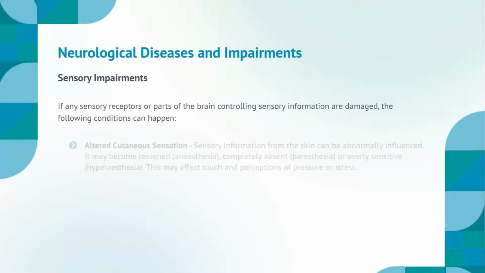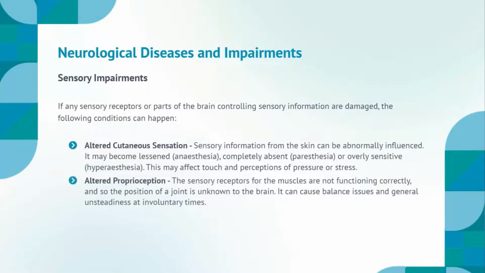Sensory impairments. If any sensory receptors or parts of the brain controlling sensory information are damaged, the following conditions can happen. Altered cutaneous sensation, sensory information from the skin can be abnormally influenced. It may become lessened, hypoesthesia, completely absent, anesthesia, abnormal, paresthesia, or overly sensitive, hyperesthesia. This may affect touch and perceptions of pressure or stress. Altered proprioception, the sensory receptors for the muscles are not functioning correctly, and so the position of a joint is unknown to the brain. It can cause balance issues and general unsteadiness at involuntary times.